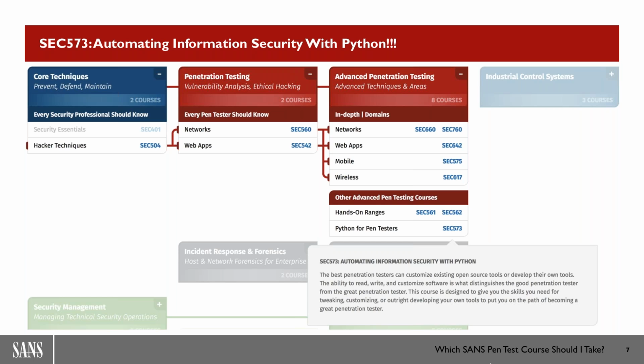And you see, once you hover over, say, SEC 573, it'll say, oh, SEC 573, that's Automating Information Security with Python. And then you've got all these details about the course. You click on that, it takes you right to the whole detailed syllabus. And we're working hard to keep those course syllabuses reflective of all the new course changes.